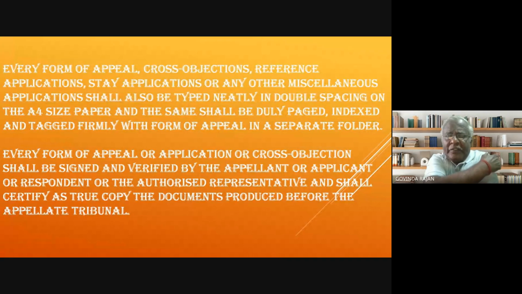So what is the verification? He prepares the appeal, gives the grounds of the appeal, and gives the list of documents for the purpose of the appeal. Everything is stitched together and presented with the index. Those who file the appeal should verify, certifying that the documents produced before the appellate tribunal are true copies.